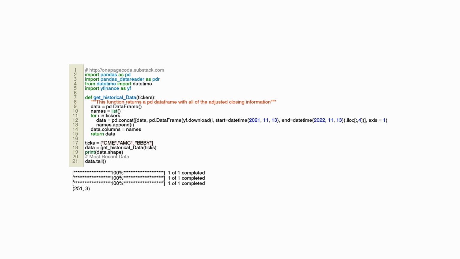training machine learning models. Finally, the script prints the shape of the gathered data to provide insight into the dataset's dimensions and displays the most recent data points gathered using the .tail method, which is crucial to assess the current state of the stocks and potentially make up-to-the-minute trading decisions based on the latest information available.